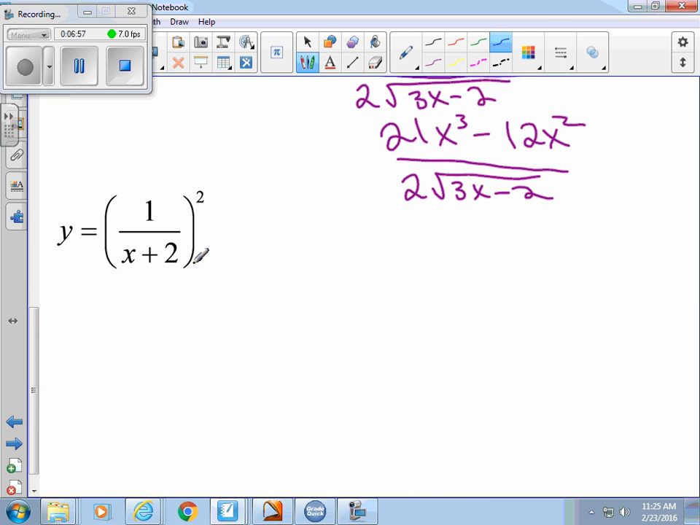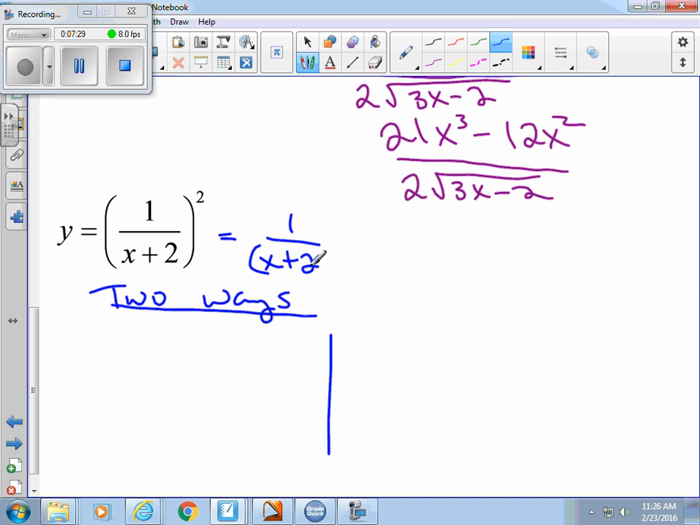Okay, 2 ways. An easy way and a hard way. Let's do the easy way. Well, if you can come up with the easy way, sure. Okay, what would you do? I would distribute. Distribute what? The square, so 1 squared over x plus 2 squared? Okay. Is that the hard way? There is an easier way. I think the hard way.